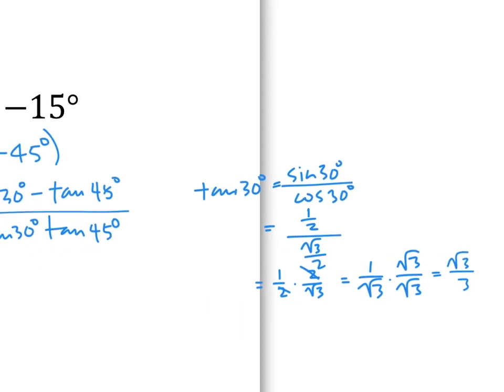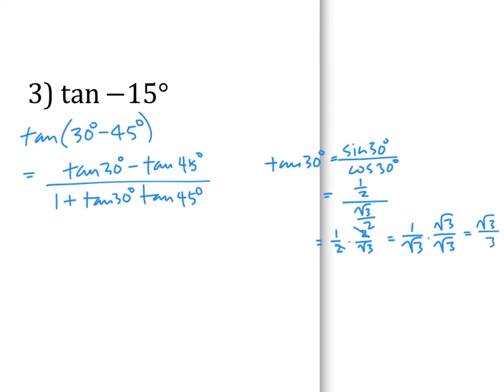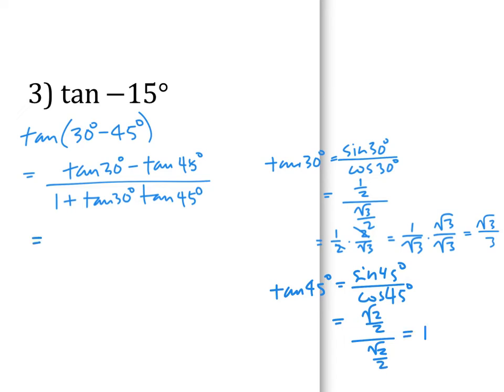Okay, so a lot of skills involved, right? In this question, we have the complex fractions chapter, and we have the radicals chapter as well. Okay, so that's tangent 30. Now let's figure out tangent 45. Tangent 45 is sine 45 over cosine 45. Sine 45 is square root 2 over 2. Cosine 45 is also square root 2 over 2. So this is 1. Okay, let's finish this problem.